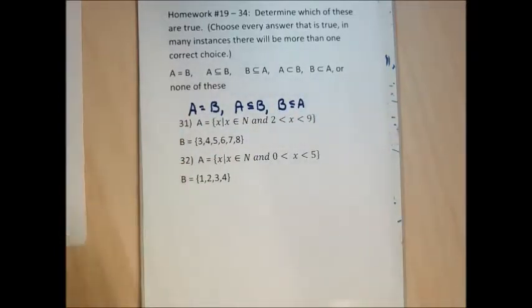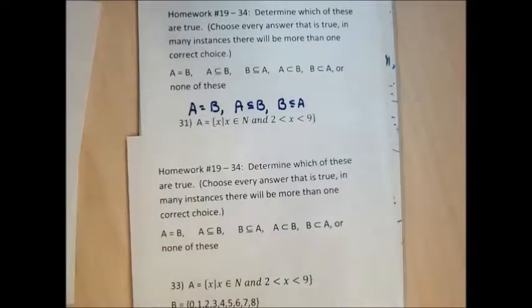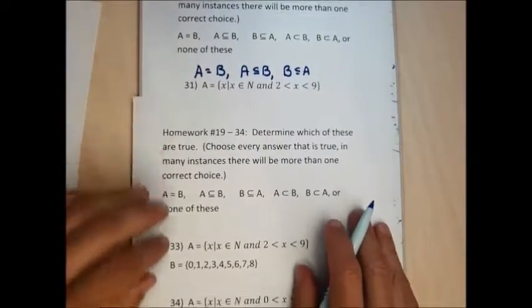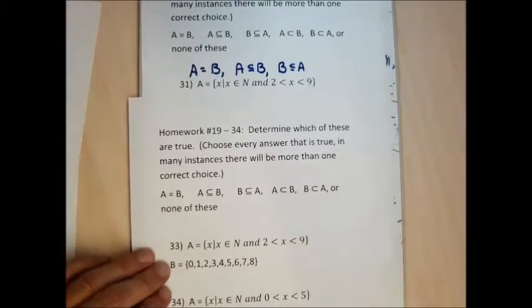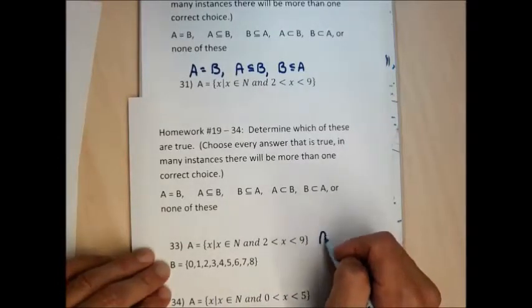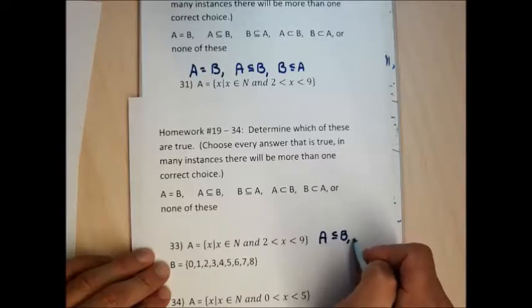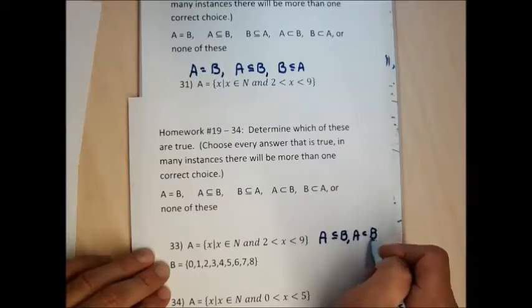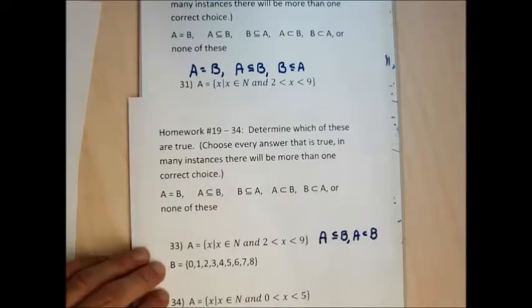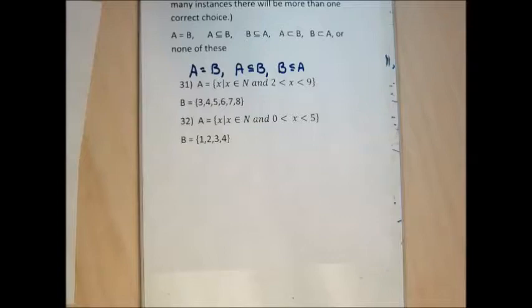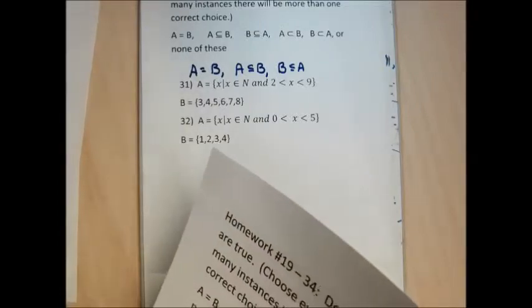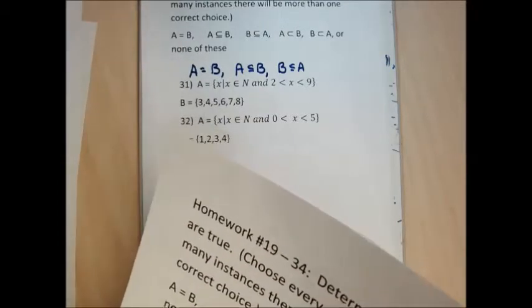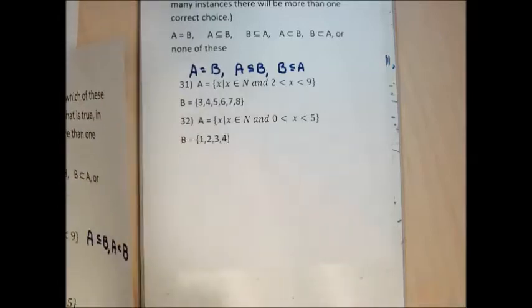And let me also try to flash up 33, just in case you just want to not watch the video and just finish these problems. For 33, I get A is a subset of B, and A is a proper subset of B. So if you just want to try those without watching me do the problems that are similar, I don't have a problem with that at all. So I'll go through and do 32 right now and see where that takes me.